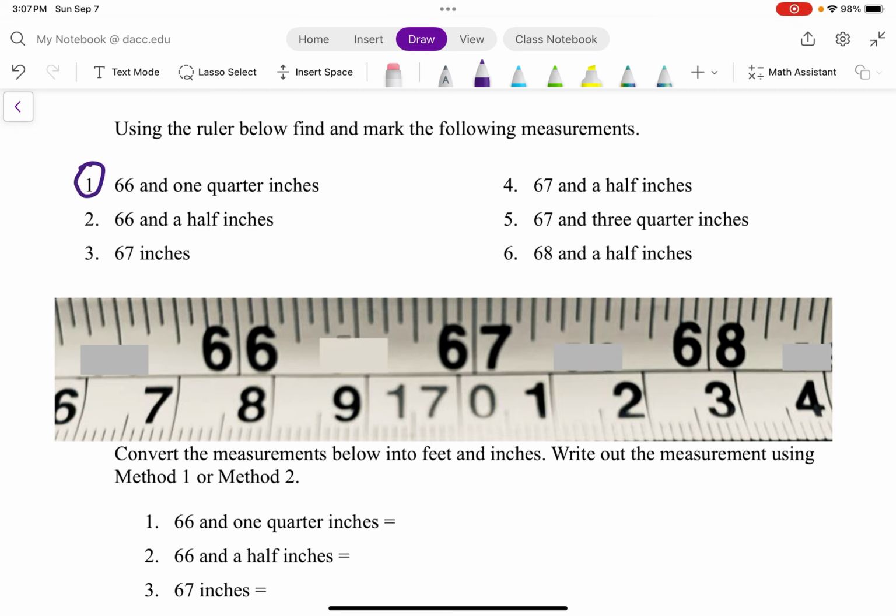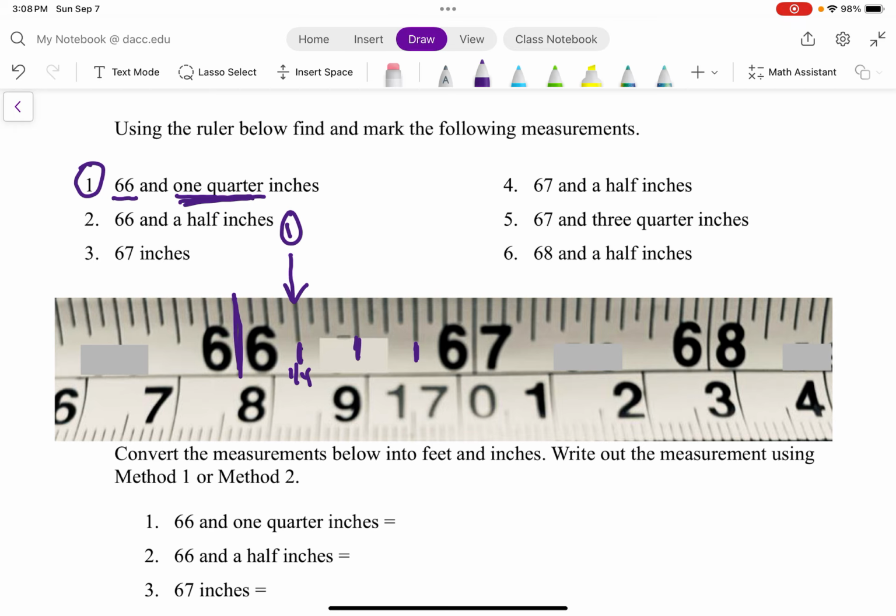So number 1 is saying 66 1/4 inches. Okay, so let's find the 66. Okay, so 66 inches is this guy right here. Now, once again, do you see the long lines in between 66 and 67? Yep, we've got one here, one here, one here. So 1/4 inches. 1/4, is it the first line, the second line, or the third line? It's the first one. So this is the 1/4 mark. So 66 1/4 inches would be here. That would be our number 1.